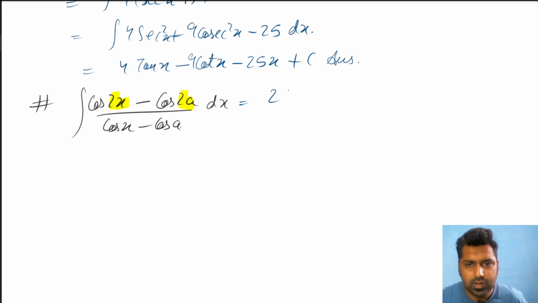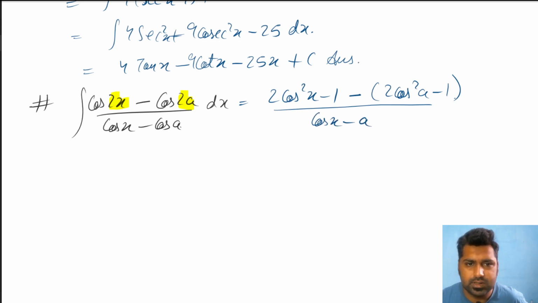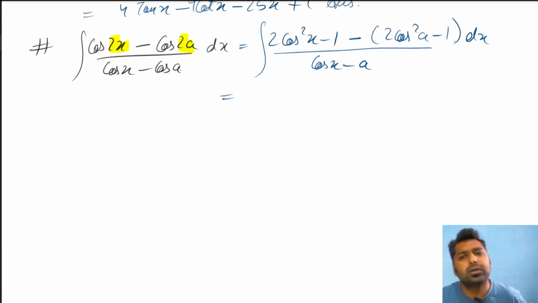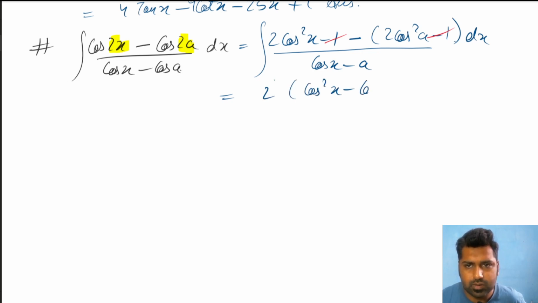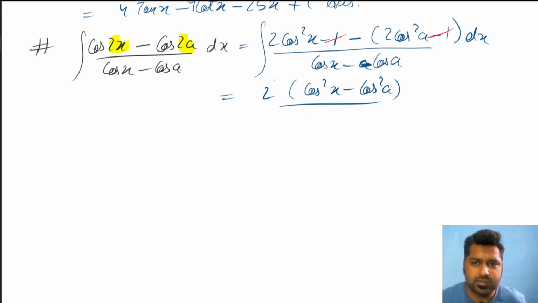So what is cos 2x? 2 cos square x minus 1. Go through the properties. I've mentioned it at the start of the integration chapter also. Minus this becomes 2 cos square a minus 1, upon cos x minus cos a, integration dx. Now the 1 and 1 will cancel when you open it: minus of minus 1 becomes positive 1, so it cancels this. So this becomes 2 common, cos square x minus cos square a upon cos x minus cos a.